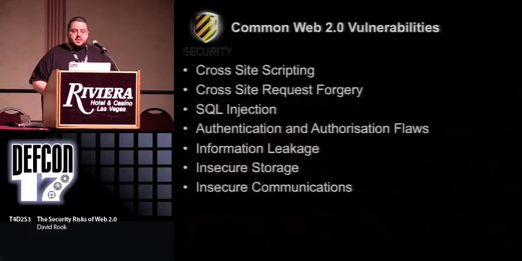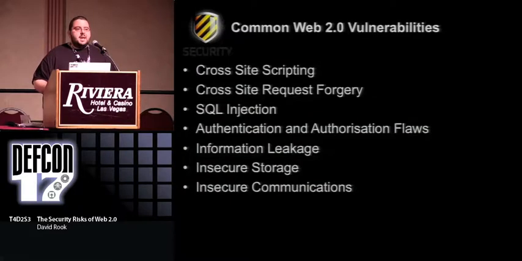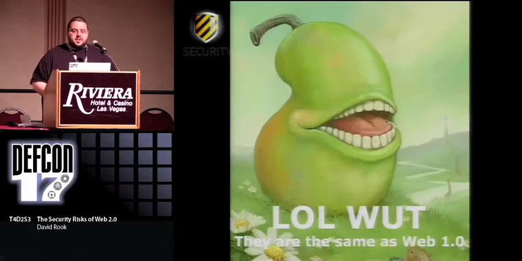So the vulnerabilities we're going to look at today, probably by name, a lot of these will be familiar to people: cross-site scripting, cross-site request forgery, SQL injection, authentication, and authorization flaws. And I guess if I was sitting in the crowd now, I'd probably be thinking that they are the same as Web 1.0. Well, in name at least, they're the same. But we're going to look at how they're exploited differently in Web 2.0 today.